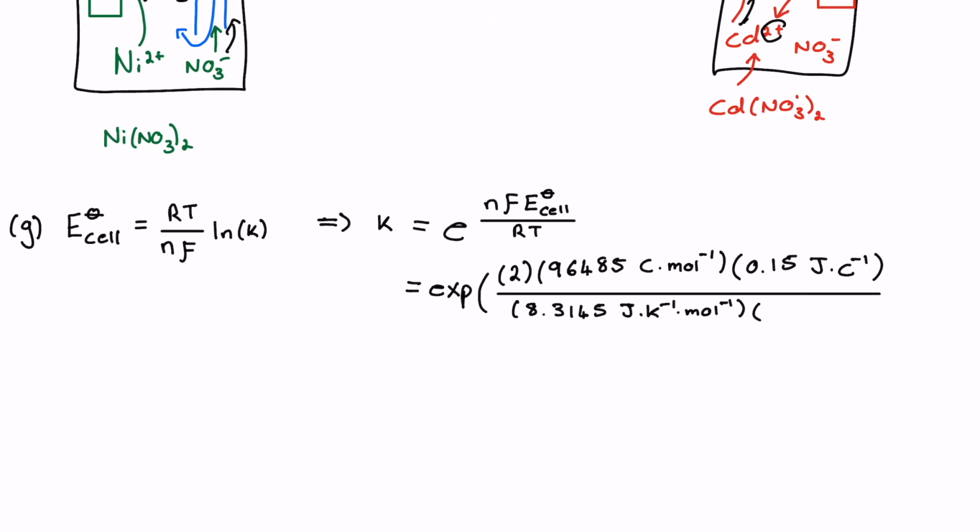Okay, and then T is 298.15 Kelvin, because we're looking at standard conditions, so it's 25 degrees Celsius, 298.15 Kelvin. And then you should get a rounded value here, 2 significant figures for K, which is 1.2 times 10 to the power 5. And as you can see, this is a value that's much larger than 1, which is as expected.